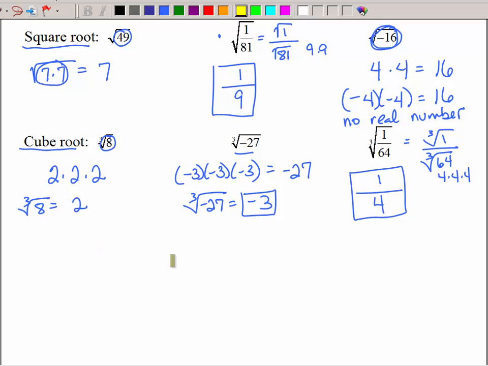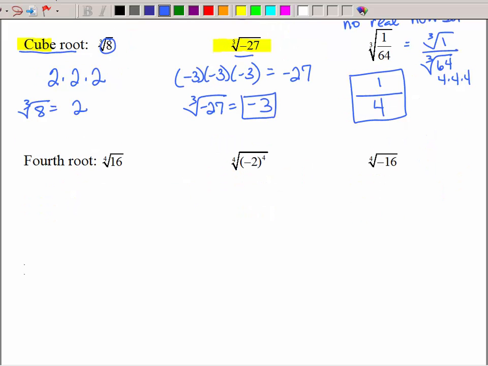Before we leave these examples, I want you to pay close attention to this versus that. I couldn't take a square root of a negative, but I could take the cube root of a negative. So now we've looked at square roots, cube roots. Hopefully you're getting the pattern. What's a fourth root? It means to find something multiplied by itself, times itself, times itself, 4 times.